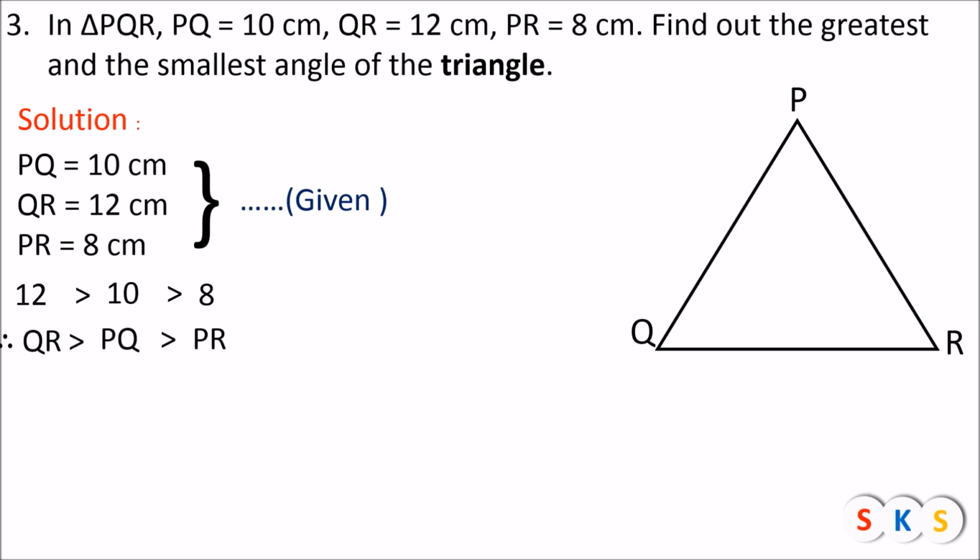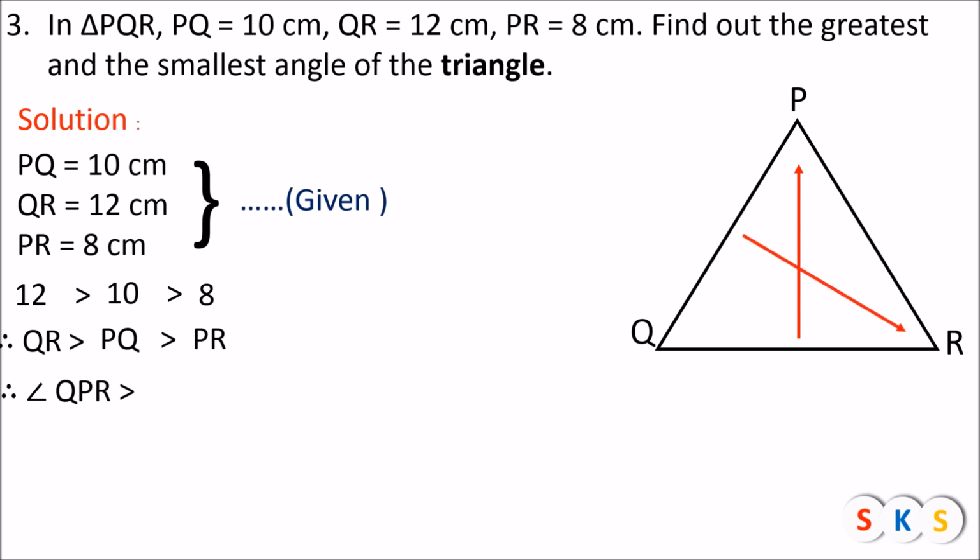Now we know that the angle opposite to the greater side is greater. So which side is greater over here? QR. Can you see in this figure, side QR? Which angle is opposite to side QR? You can see that angle P. Angle QPR is opposite to side QR. So we will write here angle QPR greater than. Now what is the next side over here? PQ. Can you find PQ in this figure? Which angle is opposite to PQ in this figure?